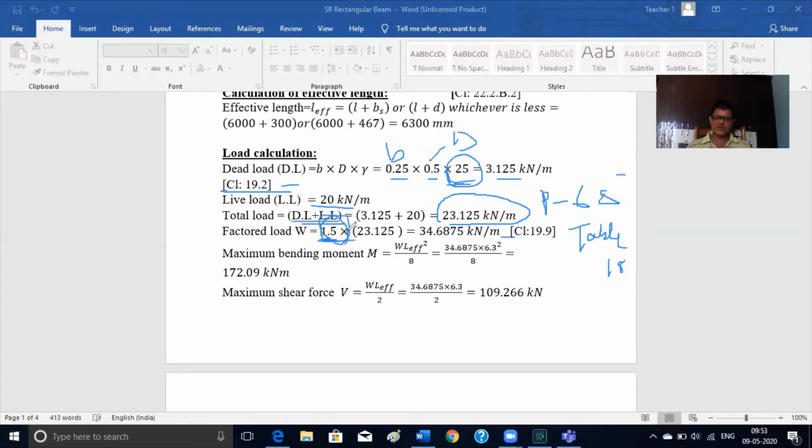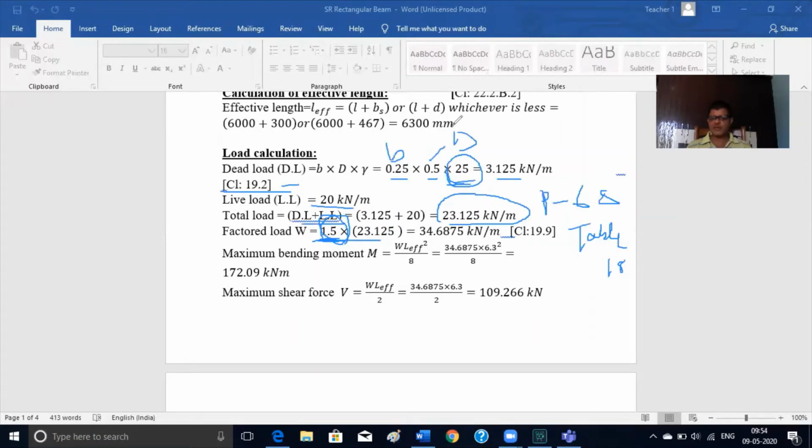So the load factor is multiplied so that all the moments and shears that come later are ultimate. That is, ultimate load and ultimate shear force will come, because we have already multiplied by 1.5 here. Don't multiply again to bending moment and shear force. So once you find this load, then you have to go for calculating maximum bending moment and maximum shear force.